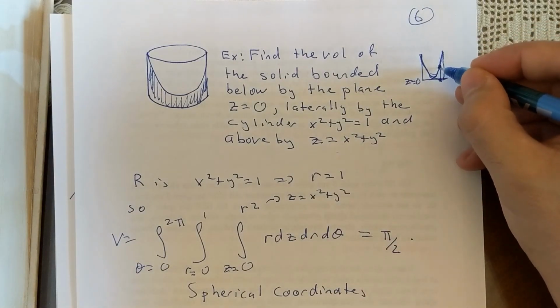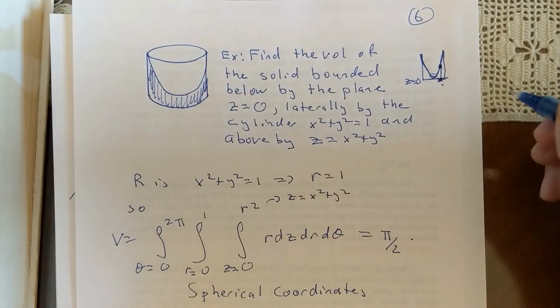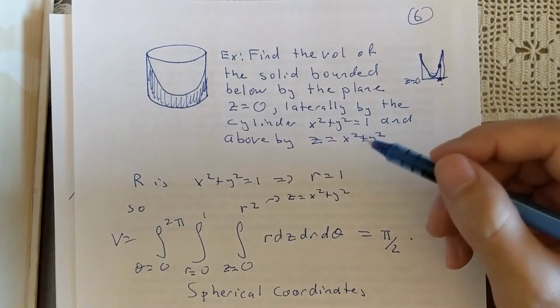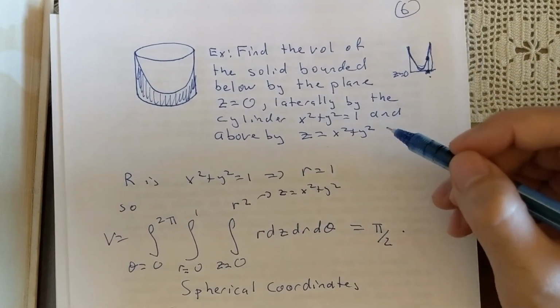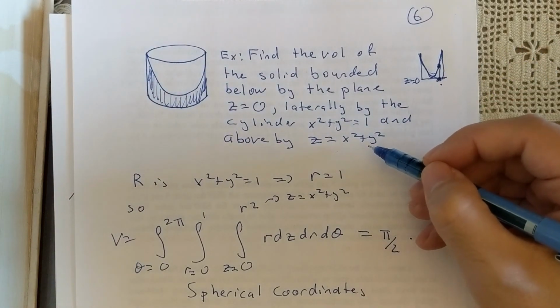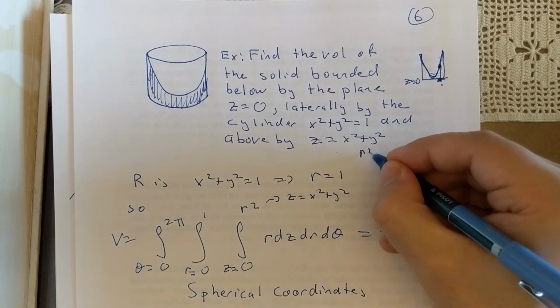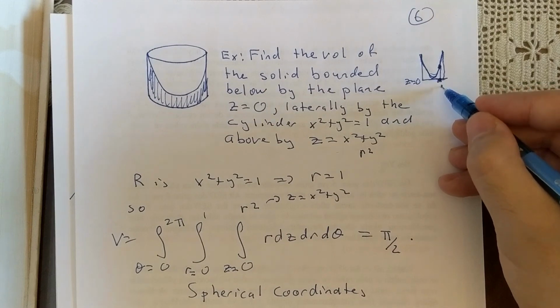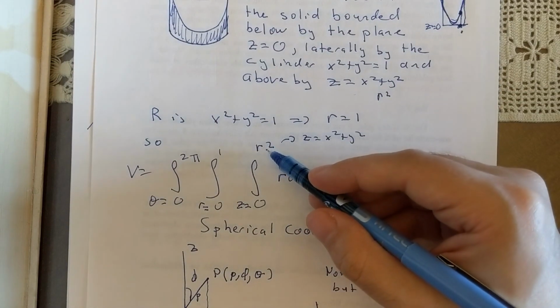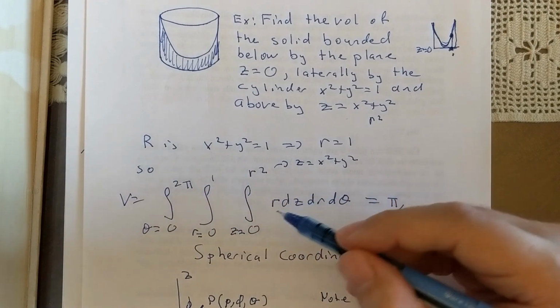So if you do the heights from here, the heights are going to go from 0 all the way up to the paraboloid. Okay, so that's going to be our height. Well, what's the paraboloid? Since it was x squared plus y squared, that's just r squared, right? So the heights are going from z equals 0 to r squared.